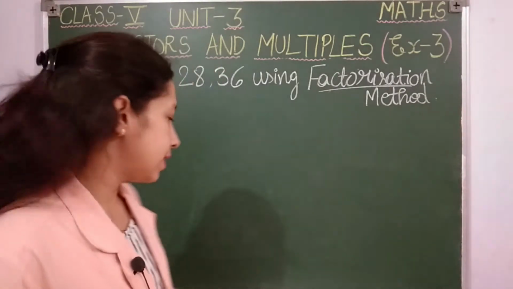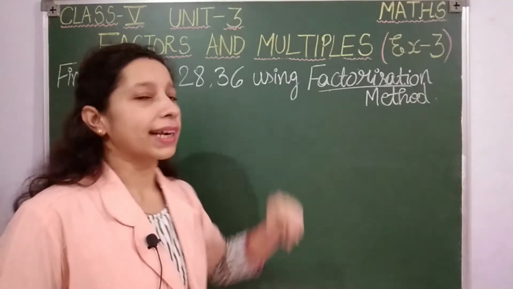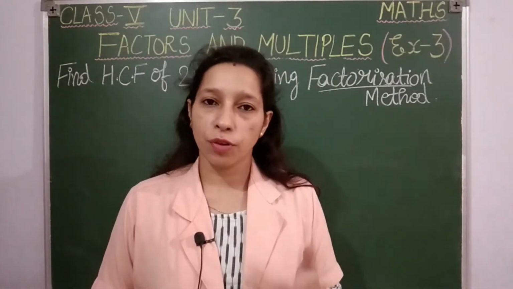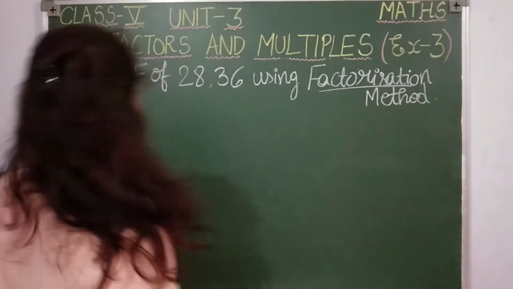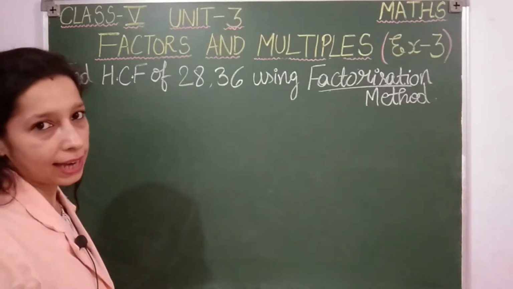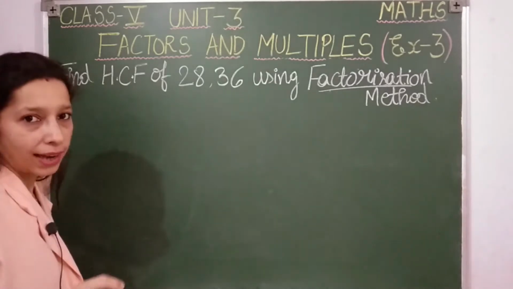So students, let us start. Find HCF of 28 and 36 using the factorization method. One example I am showing you of how to calculate the HCF using the factorization method. The 2 numbers given to us are 28 and 36. Which method do you have to use? You have to use the factorization method. What do you have to find out? You have to find out the highest common factor.